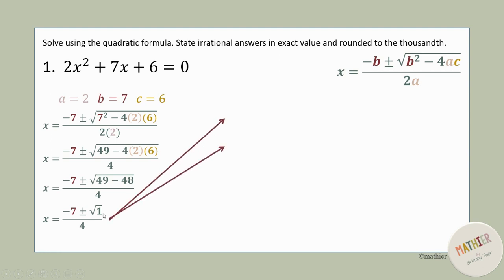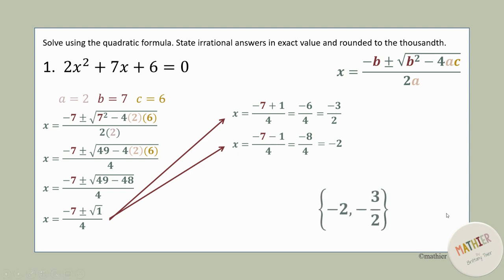So from there, we can split that up into two separate expressions. The square root of 1 is 1. All right, so we have -7 plus 1 all over 4, and -7 minus 1 all over 4. -7 plus 1 gives us -6, and -6 over 4 can be reduced to -3/2. And then the next one, -7 minus 1 gives us -8. -8 over 4 gives us -2. So I'm going to write my two answers in set notation. They are -2 and -3/2.